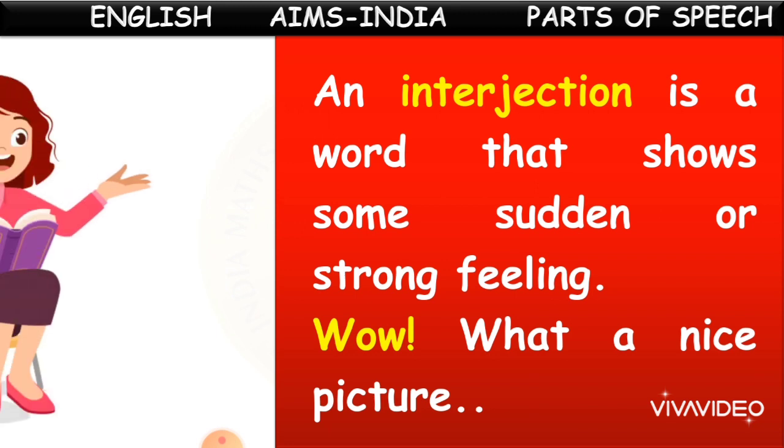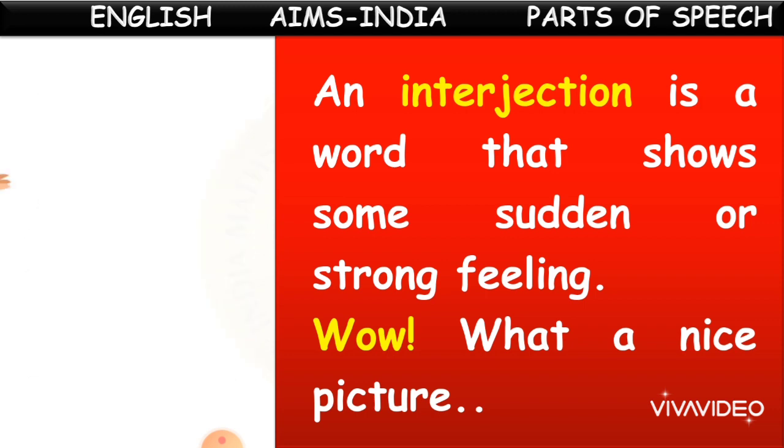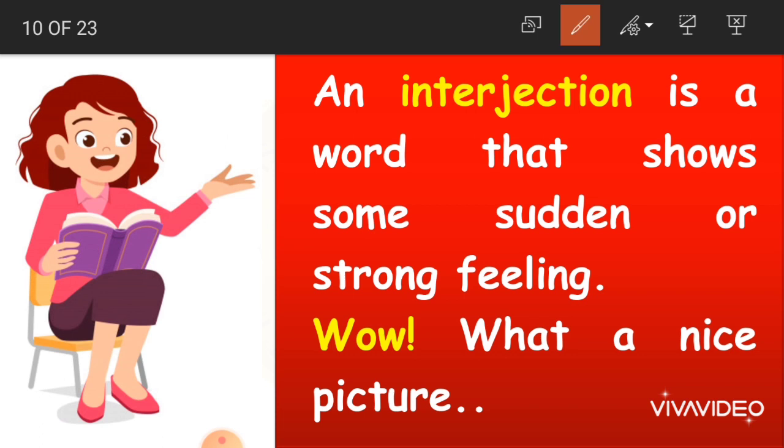An interjection. What is an interjection? An interjection is a word that shows some sudden or strong feeling. Like here in our example, we have "Wow, what a nice picture." Wow, in the sense if we feel happy, if we are excited, we say this word wow. Alas, oh, such types of words. Yes or no? Where we express our strong feeling, these types of words come under interjection.